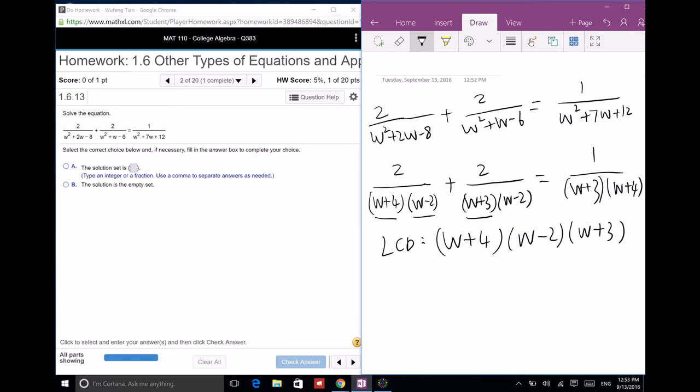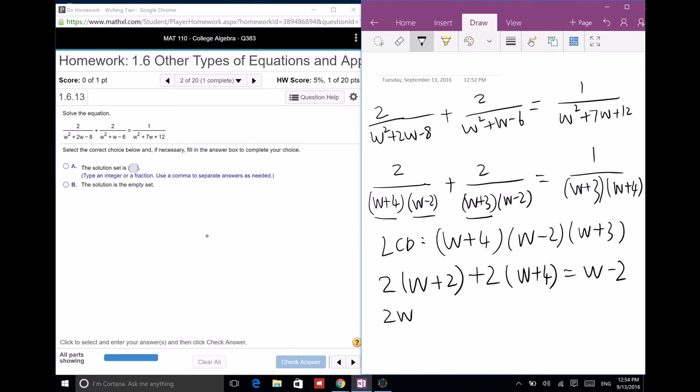Every fraction is multiplied by this LCD. The first one multiplied by this one, the first two factors cancel out, and you only have w plus 3 remaining. The second one multiplied by this one, w plus 3 and w minus 2 cancel out, so you have 2 multiplied by w plus 4 remaining. The last one multiplied by this one, w plus 4 and w plus 3 cancel out, so you have w minus 2 remaining. Now you just simplify this.